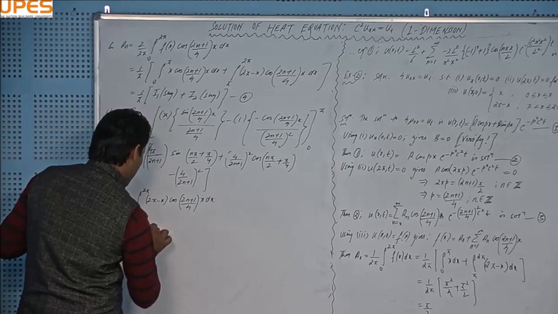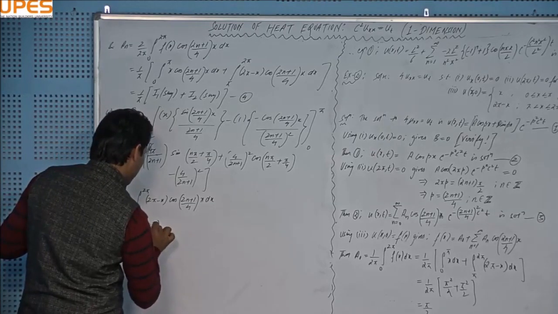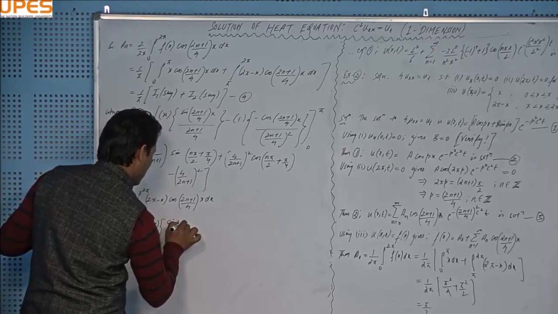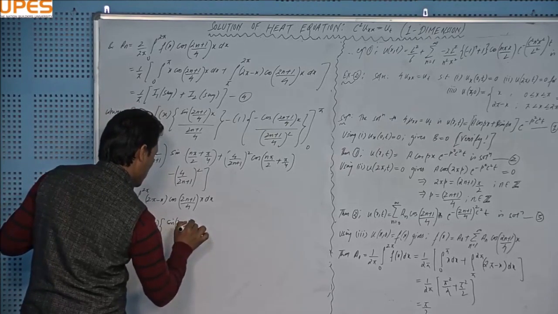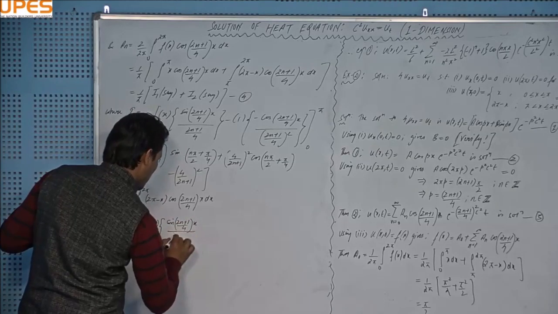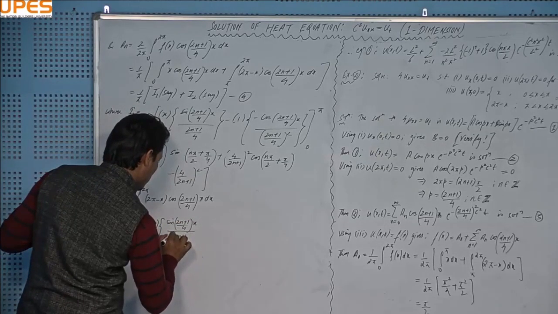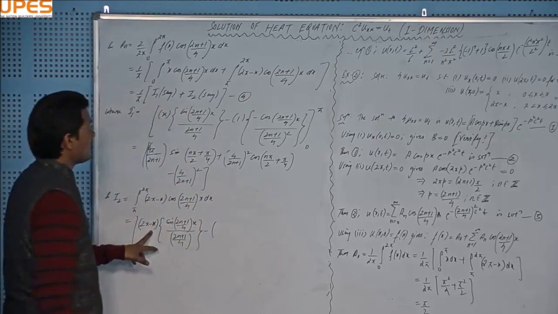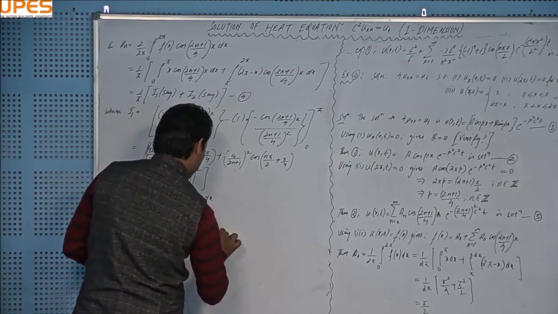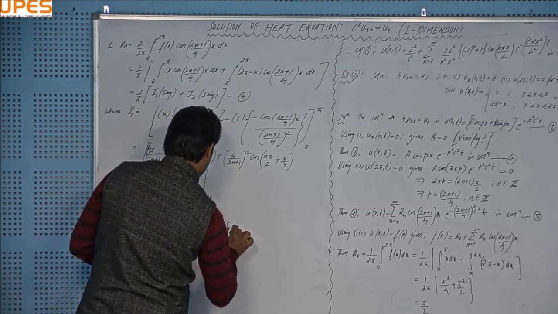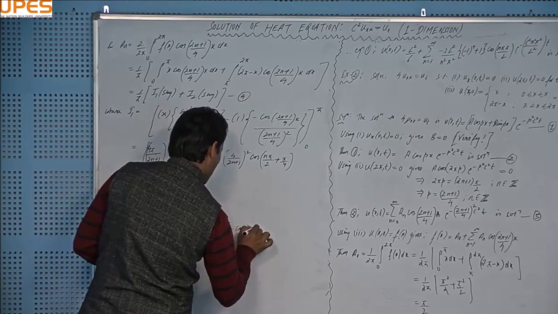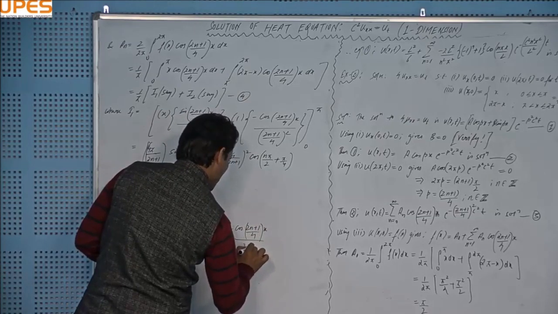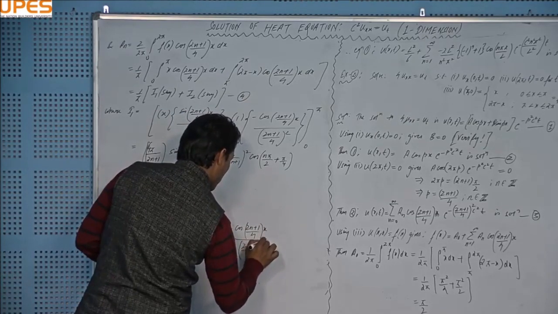2 pi minus x, integration of this thing will be sine (2n plus 1) by 4 x over (2n plus 1) by 4, and minus differentiation of this will be minus 1, and minus cos (2n plus 1) by 4 x over (2n plus 1) by 4 whole square.